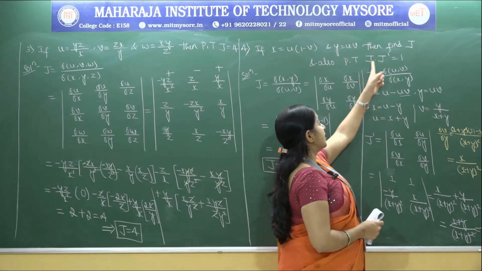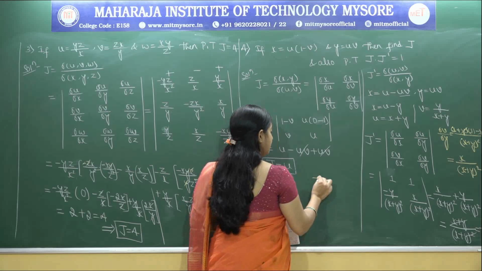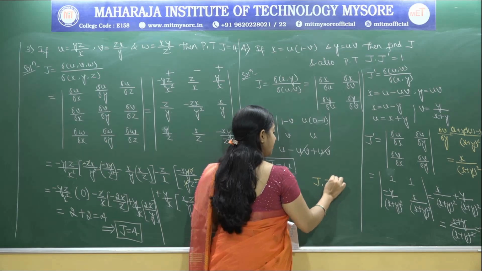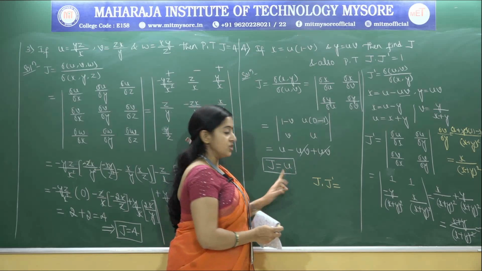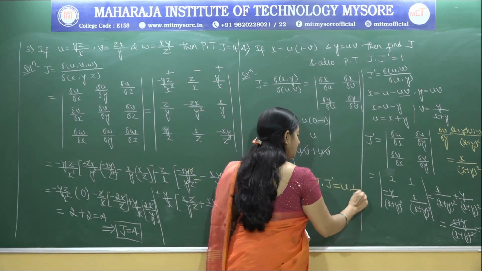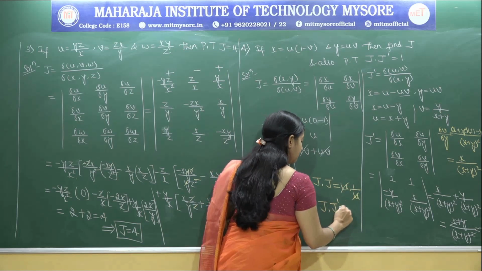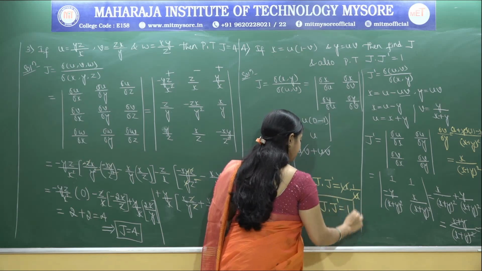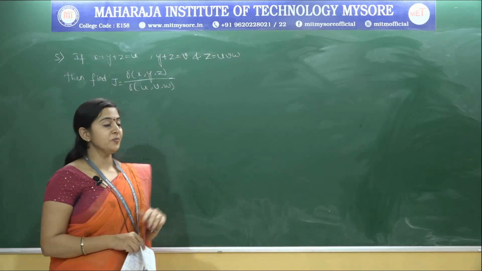Next, you have to prove J dot J dash equals 1. So I'll write it here. Consider J dot J dash. This equals, the J you got the answer as u, J dash is 1 by u. By cancelling these two, you will get the answer as 1. This is the proof. Next problem.